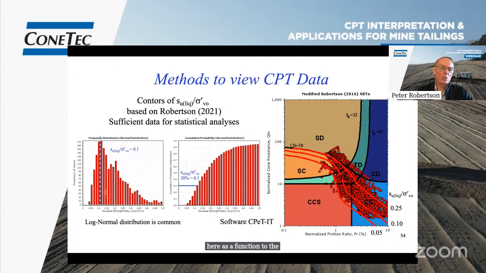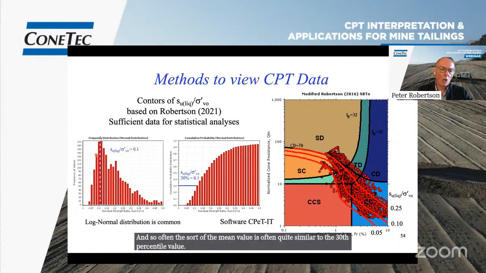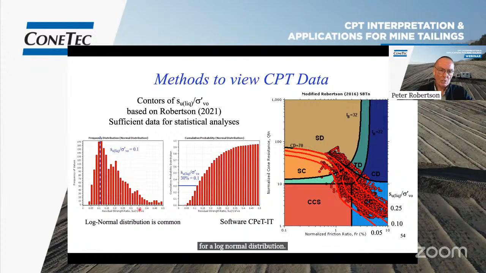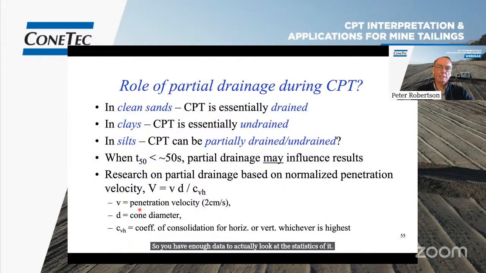But here you can look at the frequency distribution or the cumulative distribution. And often the frequency distribution is log normal. And so often the mean value is quite similar to the 30th percentile value, for a log normal distribution. So you have enough data to actually look at the statistics of it. And I'll illustrate that later.